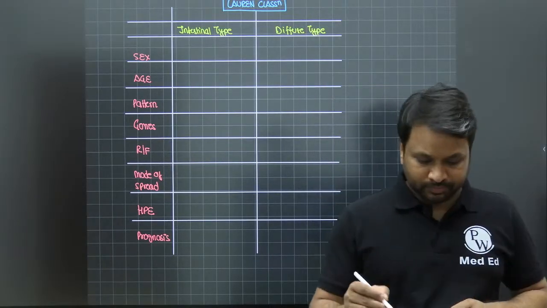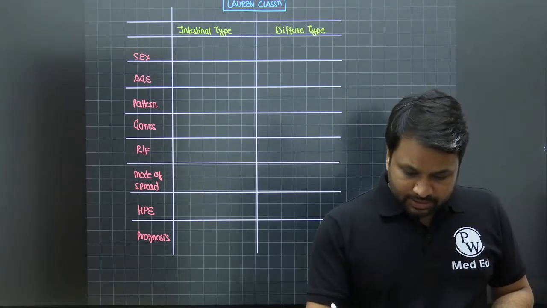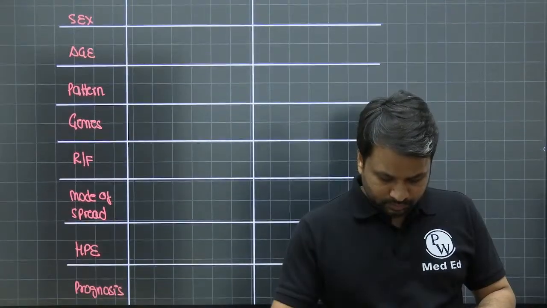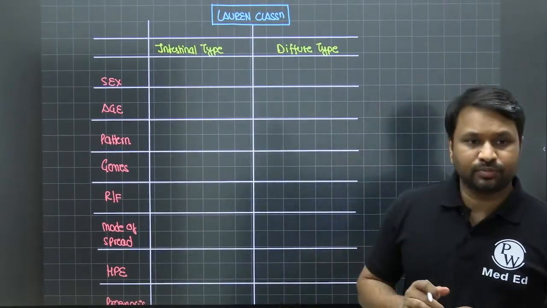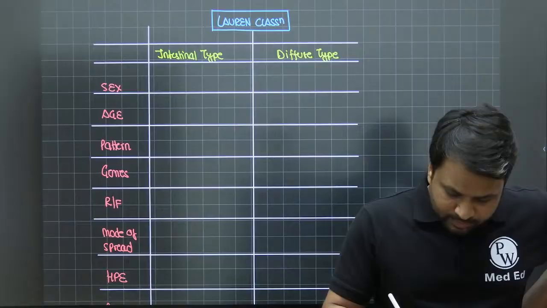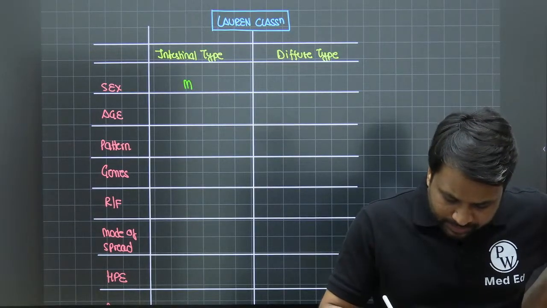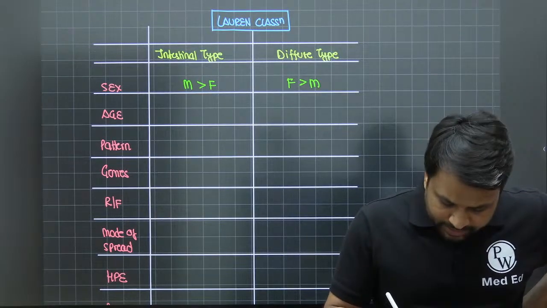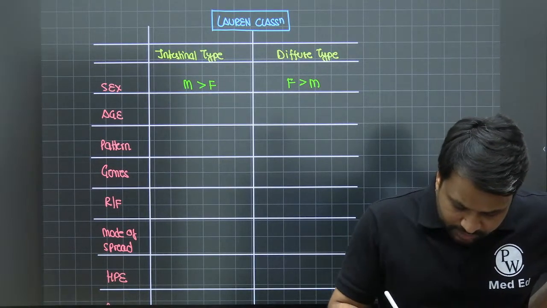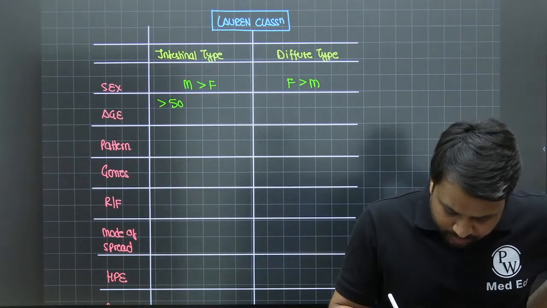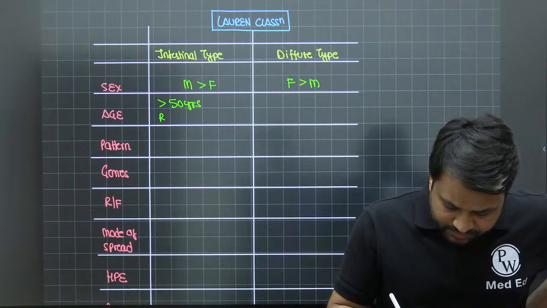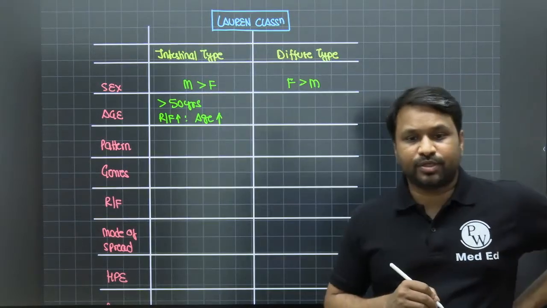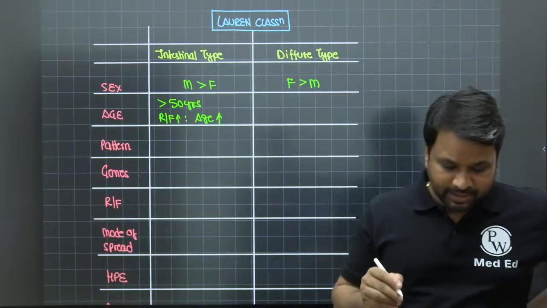Okay, so let's look at the comparative. According to the Lauren classification, the intestinal variety is more commonly seen in males when compared to females. Diffuse variety is more common in females when compared to males. The usual age of presentation is above 50 years. But remember, the risk continues to increase as the age of the patient increases.